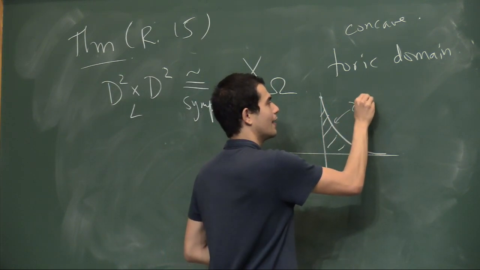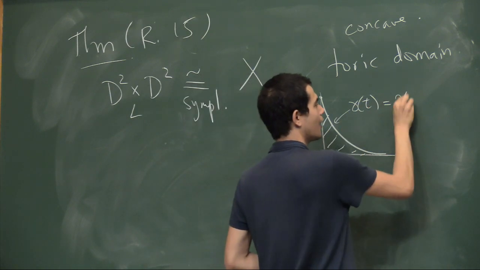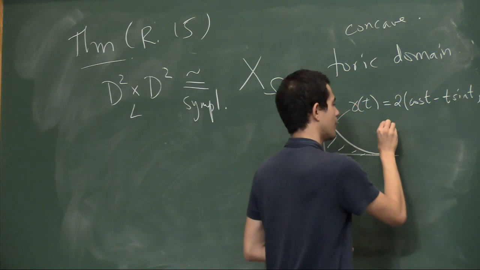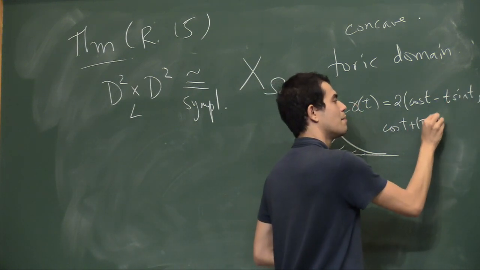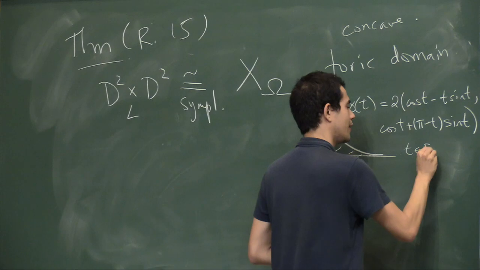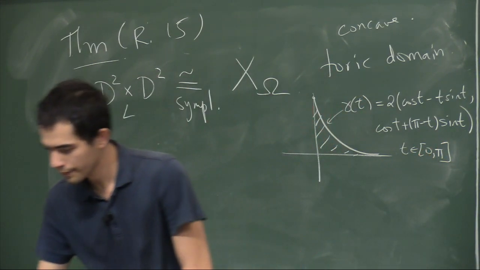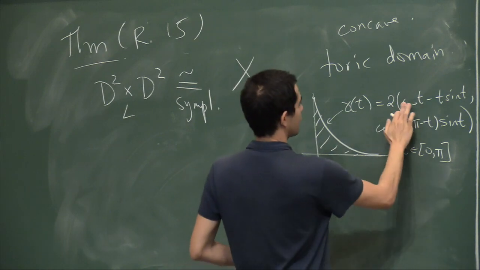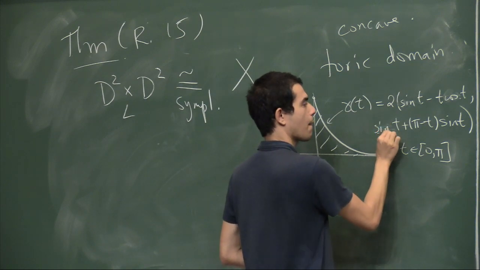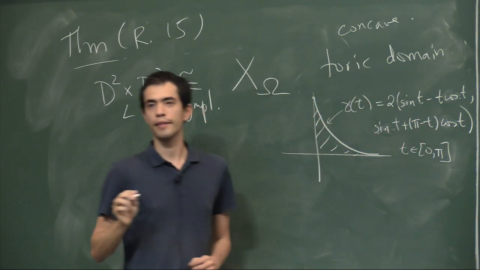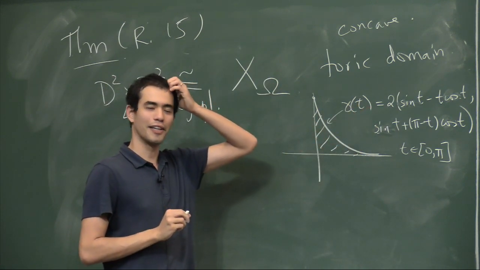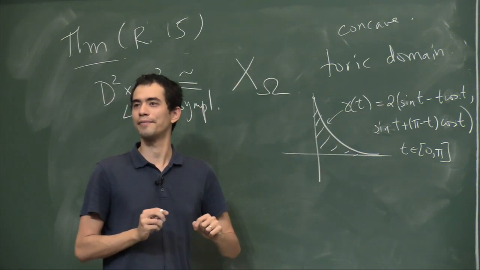So this guy is a curve. It's 2 times cosine of t minus t sine of t, and then cosine of t plus pi minus t sine of t, t between 0 and pi. Oh, sorry, I got sine and cosine confused. So anyway, it doesn't really matter what it is, but you can draw this curve, and you see that it's actually a concave thing.